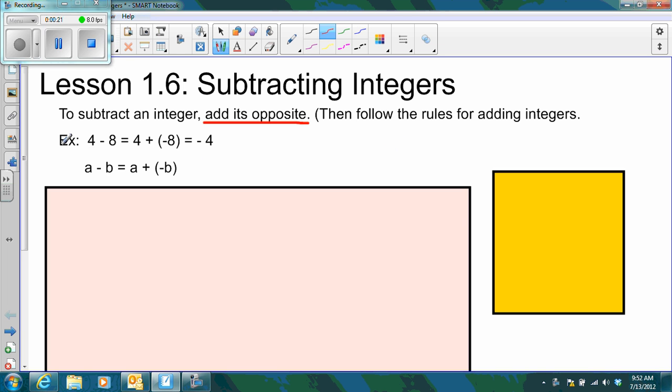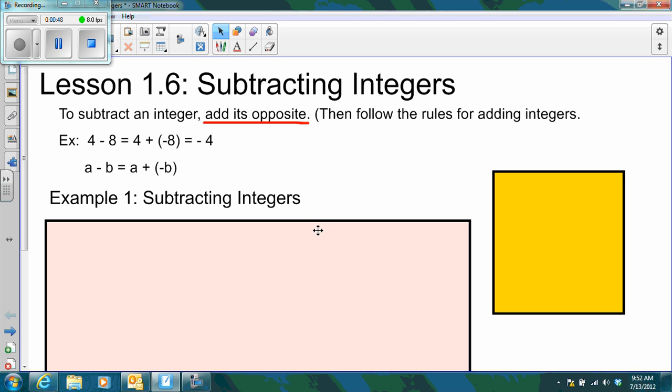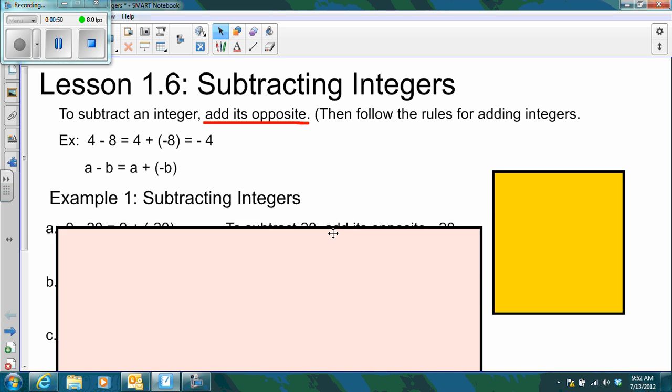So for example, if you had 4 minus 8, it's the same exact thing as 4 plus negative 8. So we're adding the opposite of 8, which is negative 8. So 4 plus negative 8, we then follow the rules, and it's going to be negative 4. It can be shown algebraically with variables saying a minus b is equal to a plus negative b. So let's go through another example together on subtracting integers.